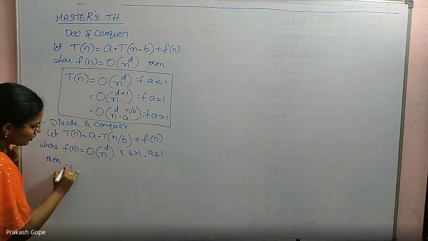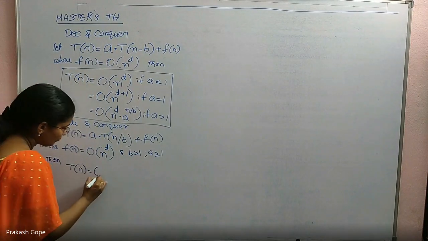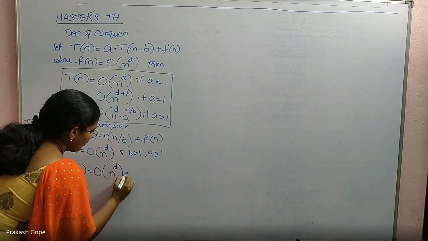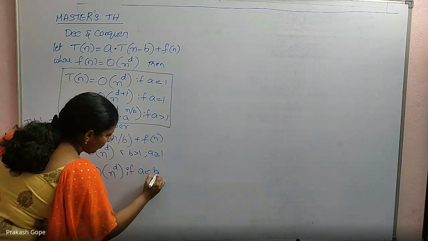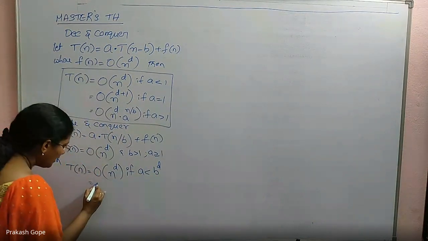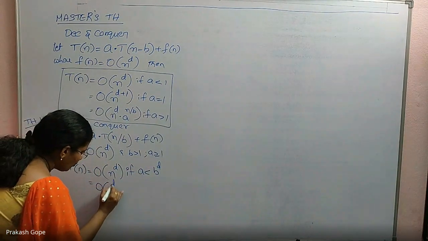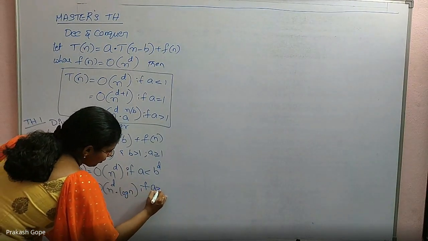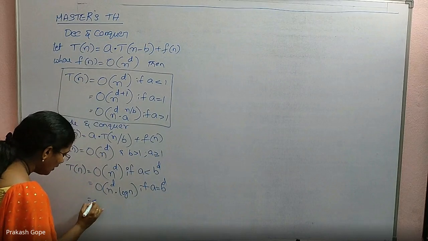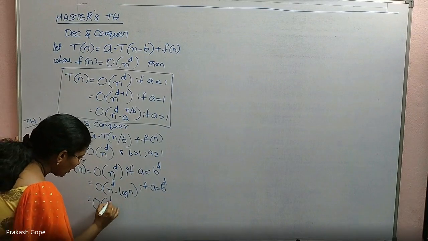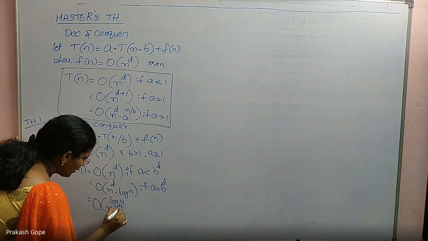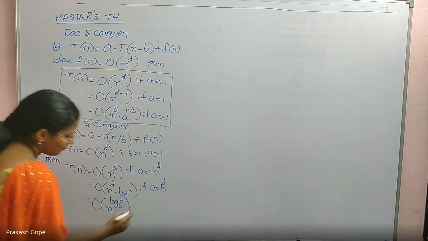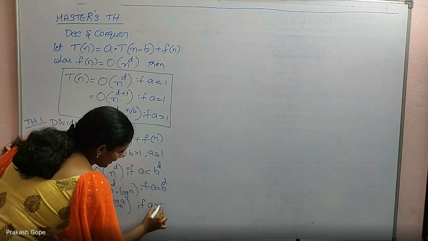Then, T of n is equal to theta of n power d if a is less than b power d. It is n power d into log n if a is equal to b power d. It is big O of n power log a to the base b if a is greater than b power d. This log a to the base b is n's power.